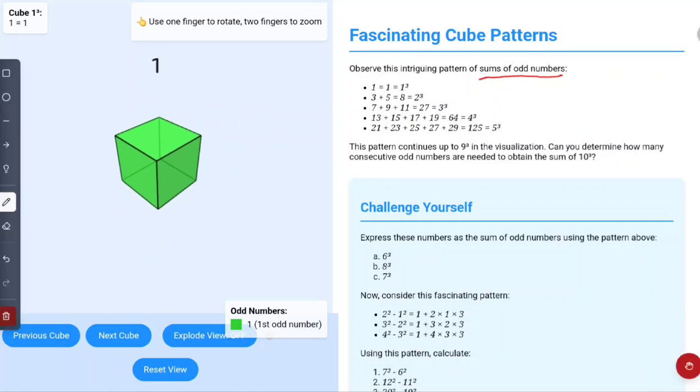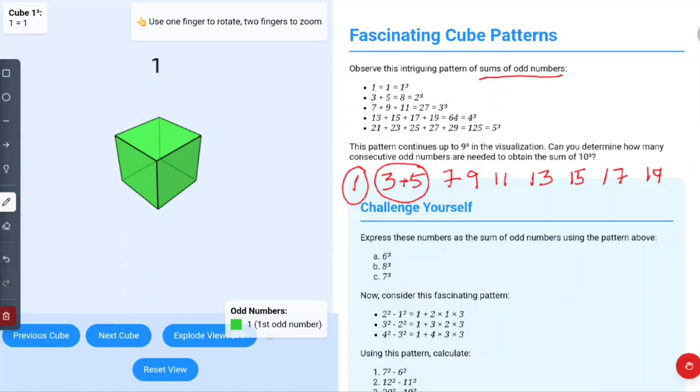Now when we add up the next 2 odd numbers after 1, let me just write down a string of odd numbers here: 1, then 3, then 5, then 7, then 9, then 11, then 13, then 15, then 17, then 19, and so on. The first odd number we just discussed. If I group the next 2 odd numbers, the addition of them will give us 8.